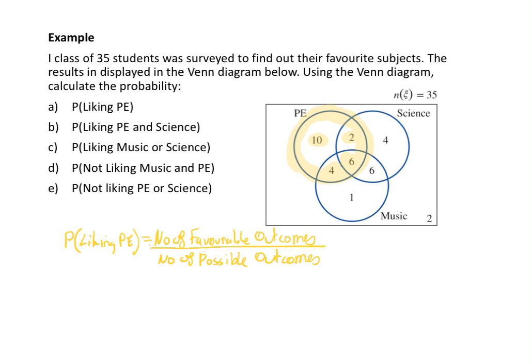So that means my probability is going to be 10 plus 2 plus 4 plus 6 over my total number of possible outcomes, and that is 35. So that is going to equal 22 over 35. So the probability of a student liking PE is 22 out of 35.